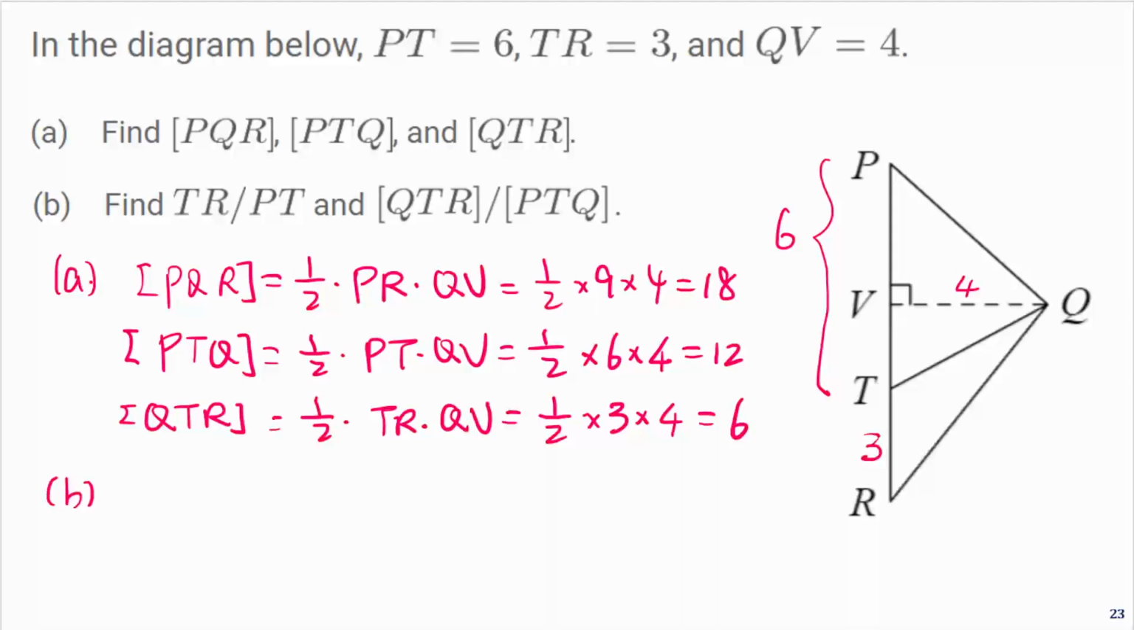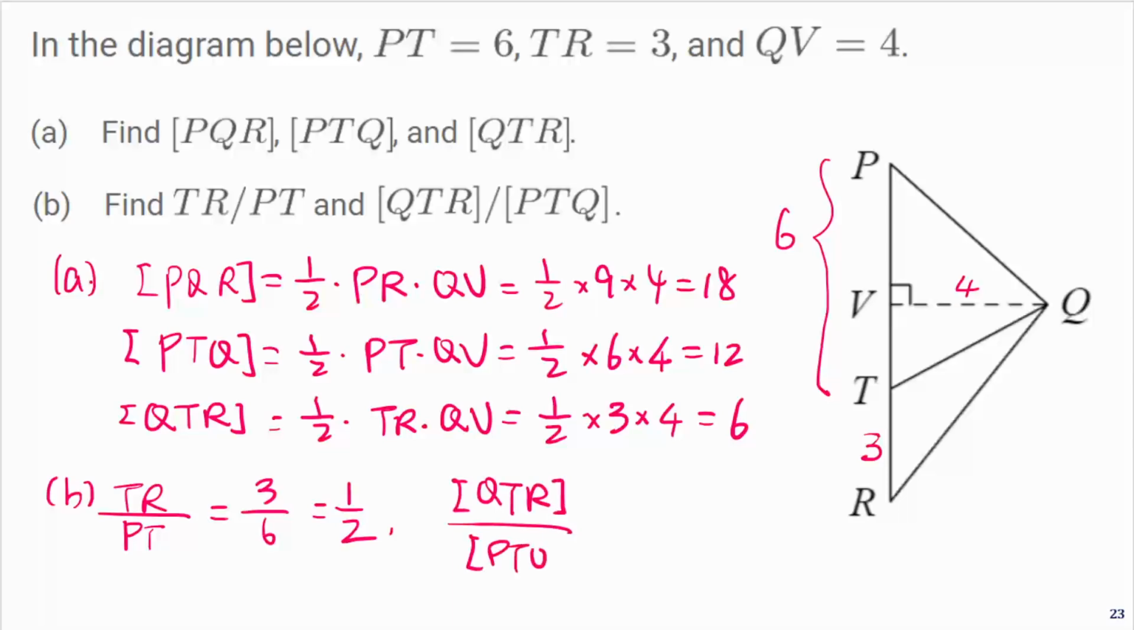And in question B, first of all, we have TR over PT is 3 over 6, which is 1 over 2, right? And the ratio of the two areas, QTR and PTQ, is given by actually TR over PT. So it's also 1 over 2, right? Any questions?